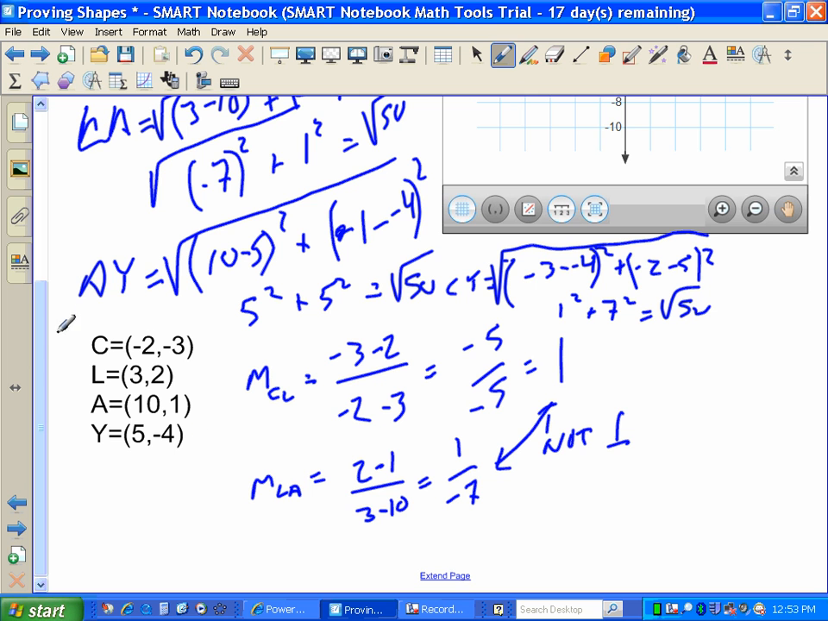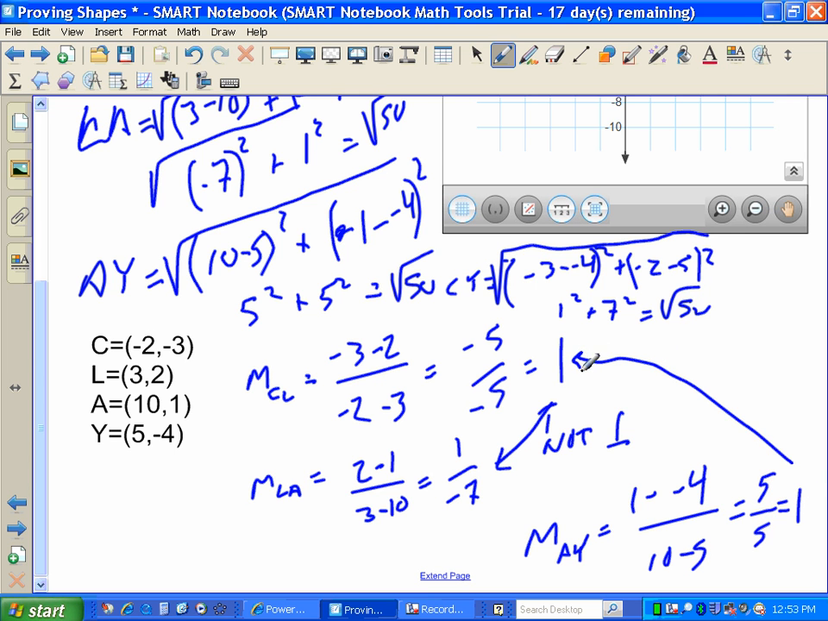If we found, for instance, the slope of AY, we would do 1 minus negative 4 and 10 minus 5. So we end up with 5 over 5, which is 1. These two are the same. And so we know we have parallel lines, and we've got ourselves clay, the rhombus. Okay?